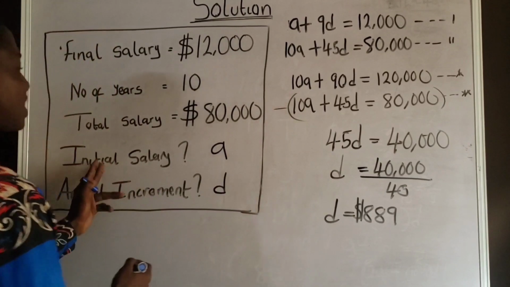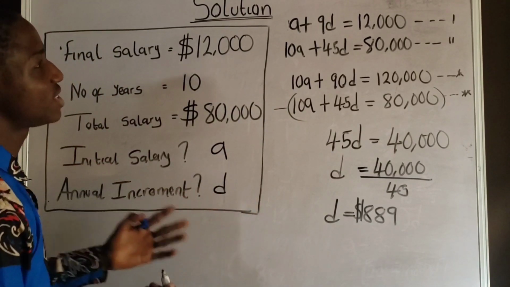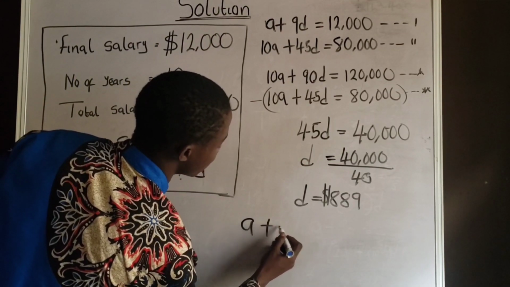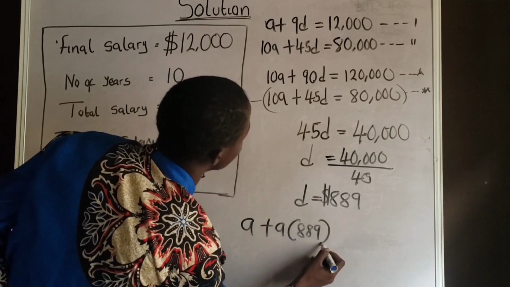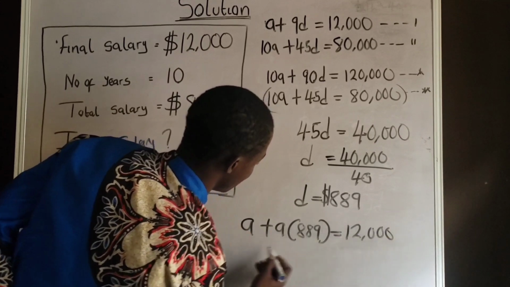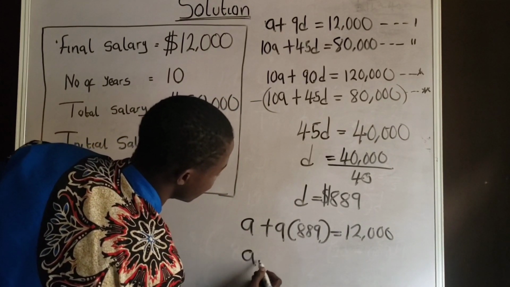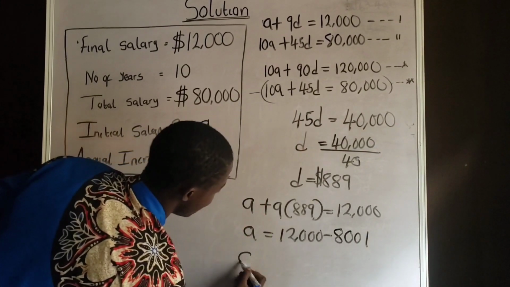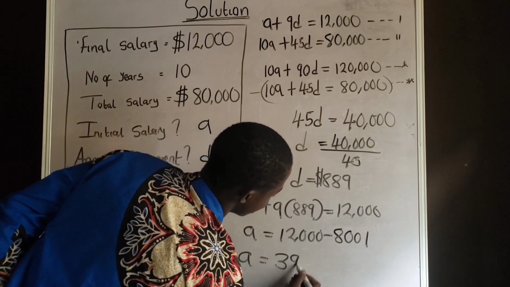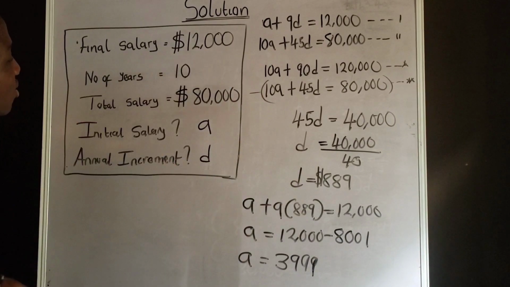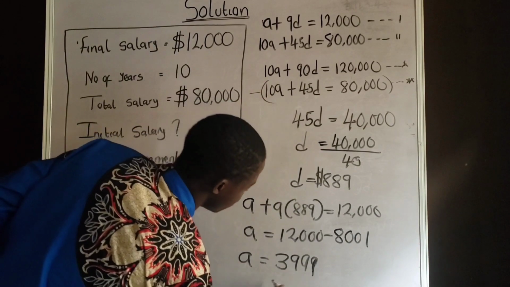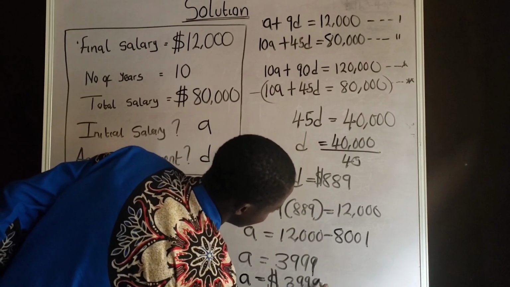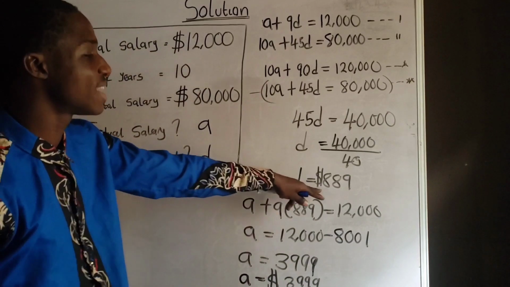Now let us calculate the initial salary. Since we know the difference, we can calculate the initial salary by substituting it into equation 1. So a plus 9 into bracket 889 is equal to 12,000. So 9 multiplied by 889 is about 8,001, so a is equal to 12,000 minus 8,001, and a is $3,999. The initial salary a is $3,999, and the annual increment is $889.